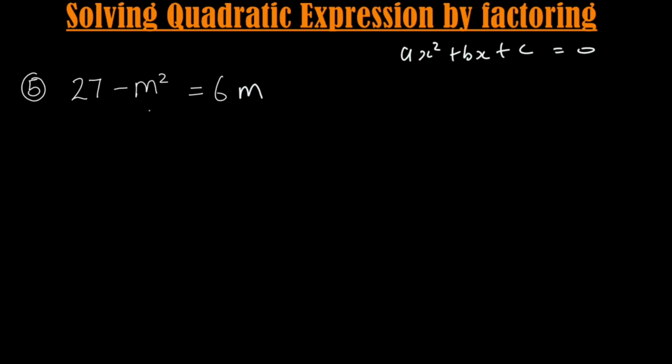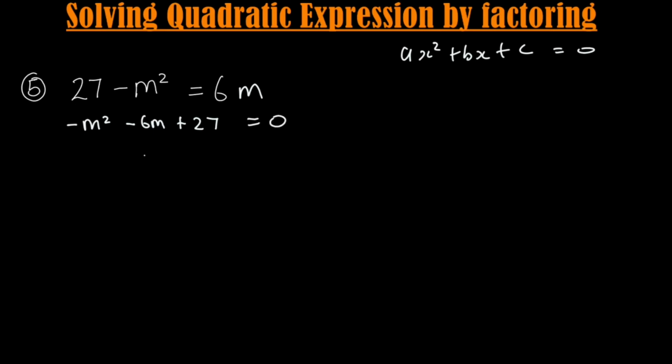We're just going to rearrange the terms. Our variable square should be the first term, so we're just going to put that at the front. So negative m squared. We know that the constant, positive 27, should be the last term. And we have our 6m right here. We're going to get rid of it from the right-hand side and bring it over. So if we subtract 6m on both sides, we'll have minus 6m. So there we go, and equal to 0.